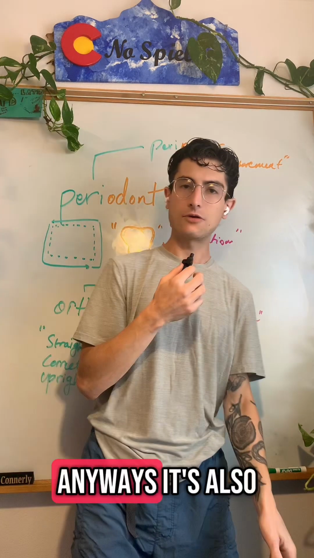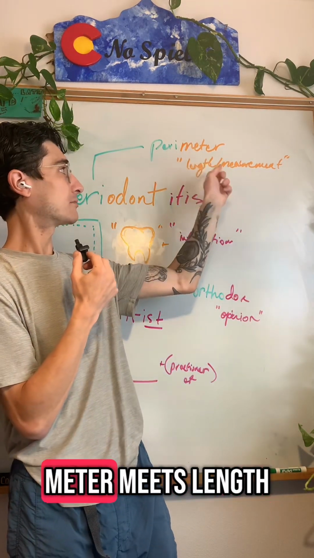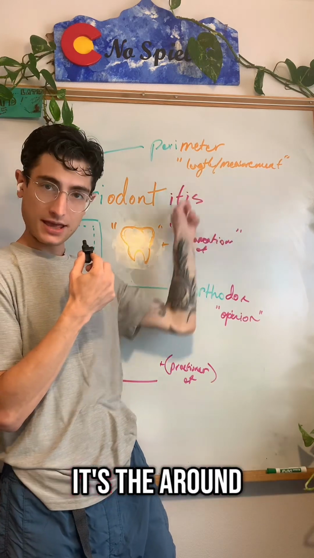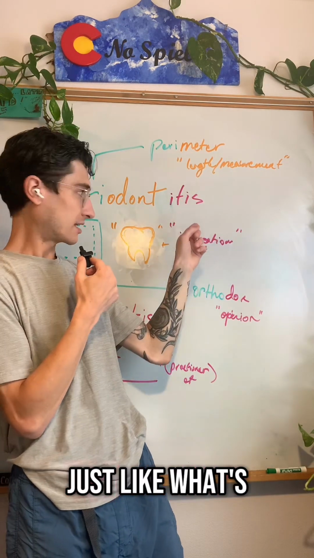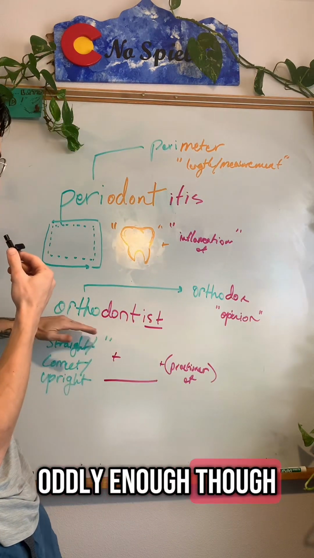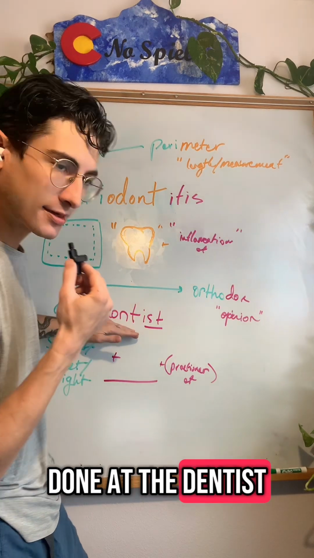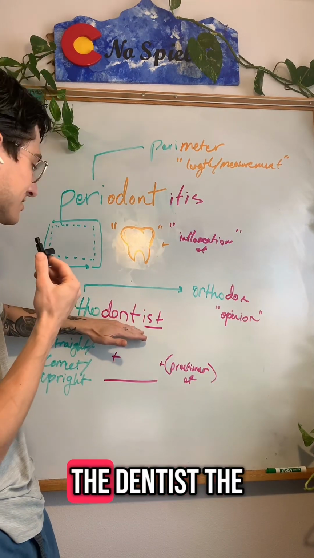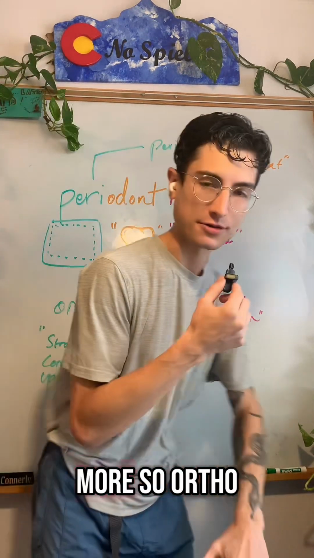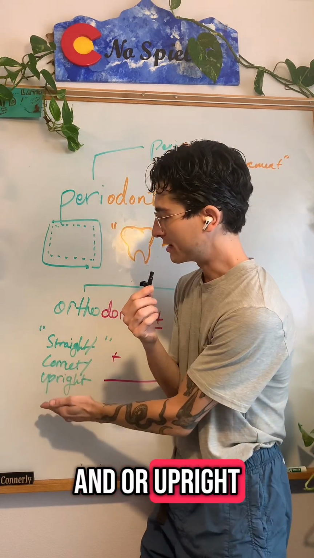Hmm. Anyways, it's also where you get perimeter from. Peri means around, meter means length under measurement, right? It's the around measurement, just like what's around your teeth are your gums. Oddly enough, though, if you want to get something else done at the dentist, no, not the dentist, the orthodontist more so. Ortho refers to straight, correct, and or upright.